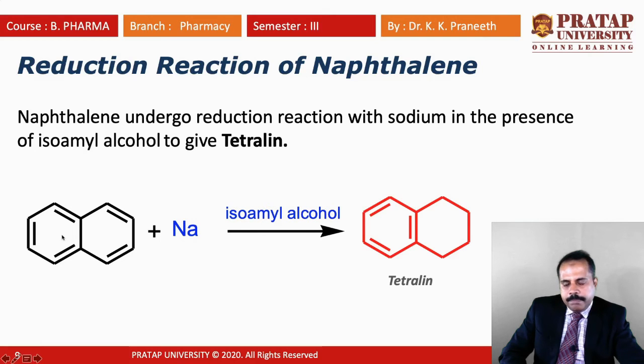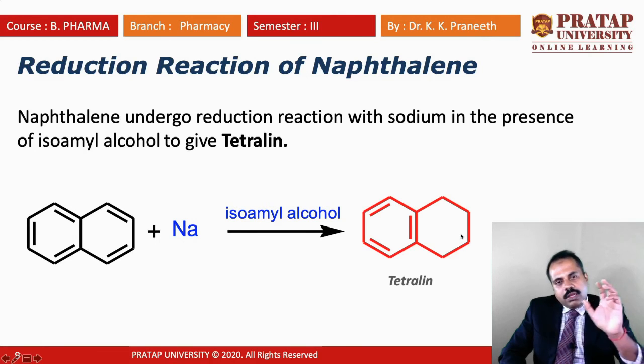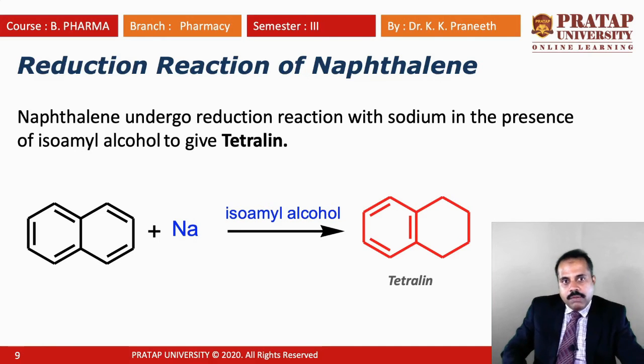Okay, so this is how, if you have a reducing agent, if you change the solvent or increase the efficiency of the reducing agent, you can get different, vital, important products. And here you can prepare naphthalene, and from naphthalene you can get tetralin, which also has a good number of applications in chemistry and pharmaceutical chemistry.